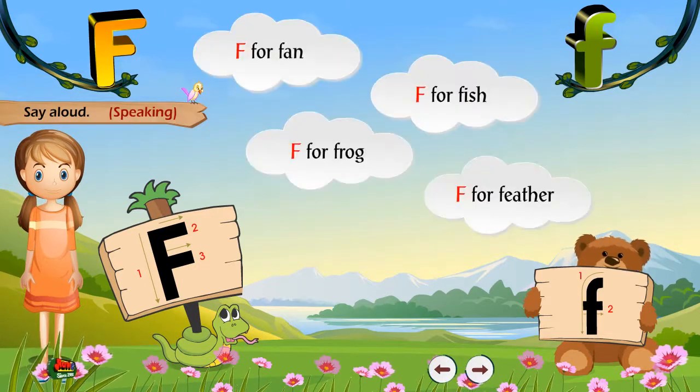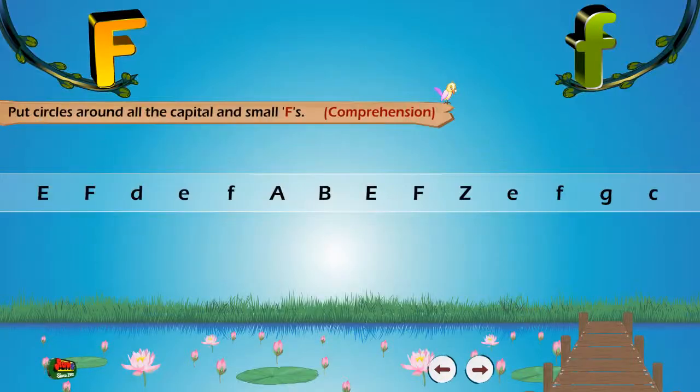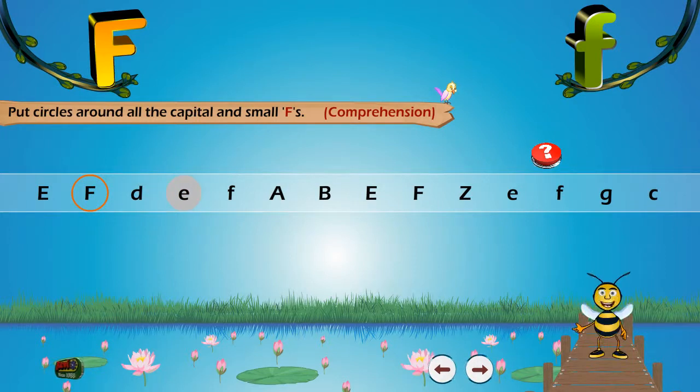Say aloud. Speaking. F for fan. F for fish. F for frog. F for feather. Put circles around all the capital and small F's. Comprehension. Oh no, do it again.